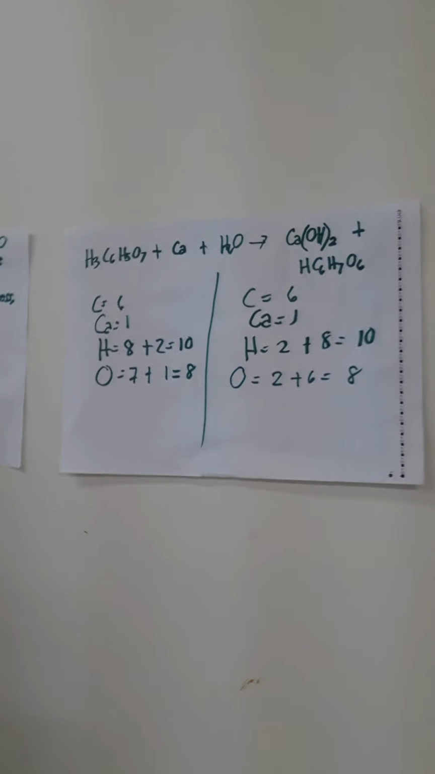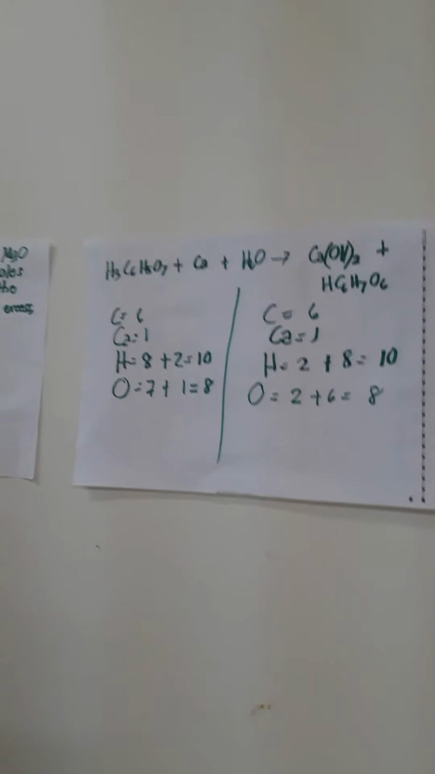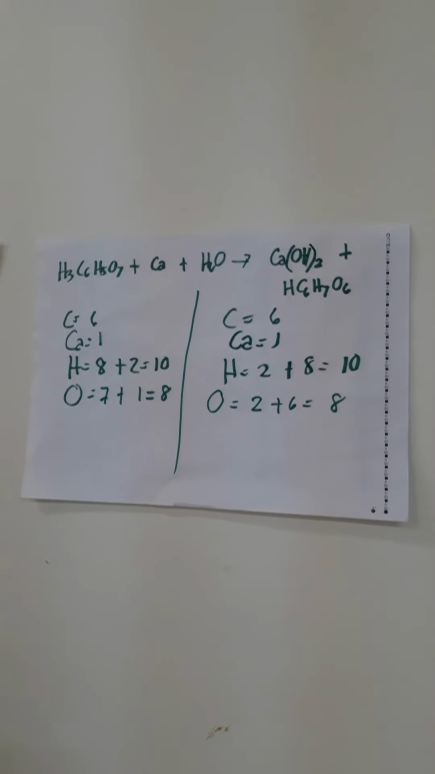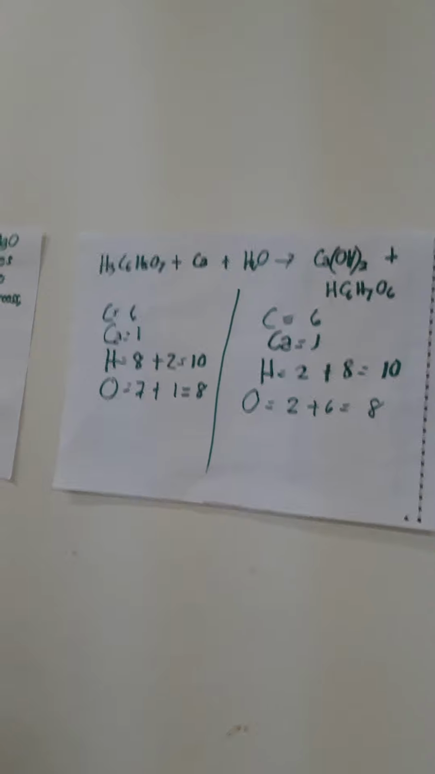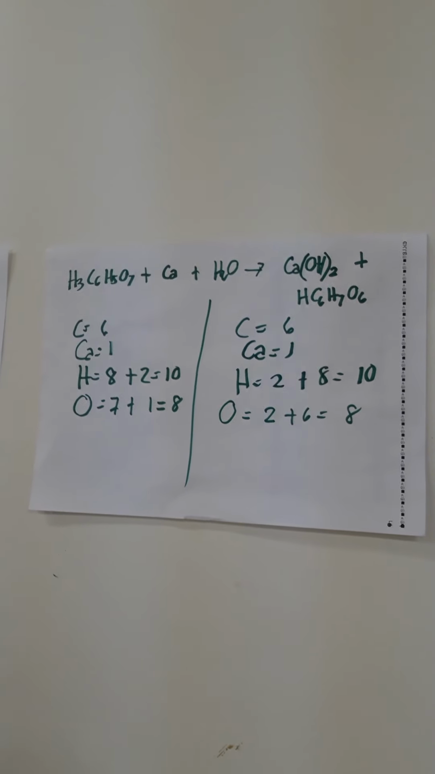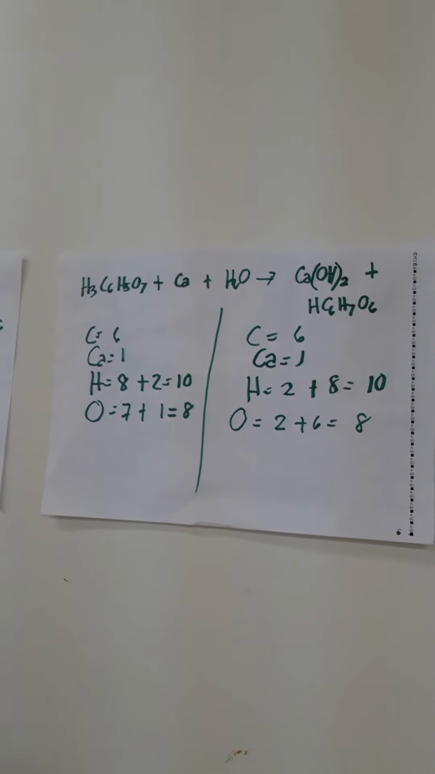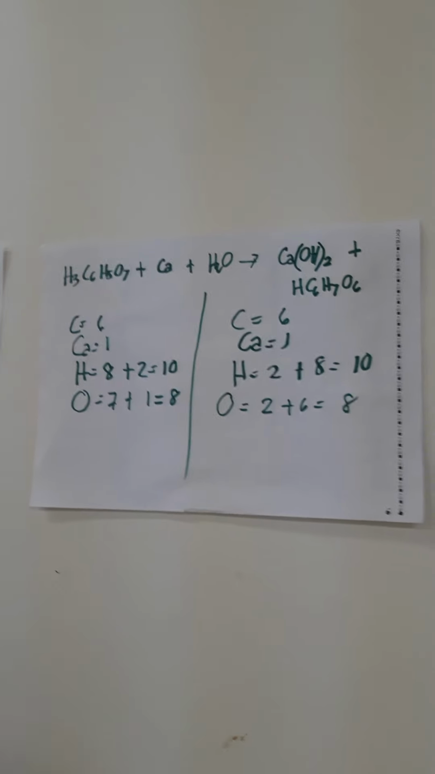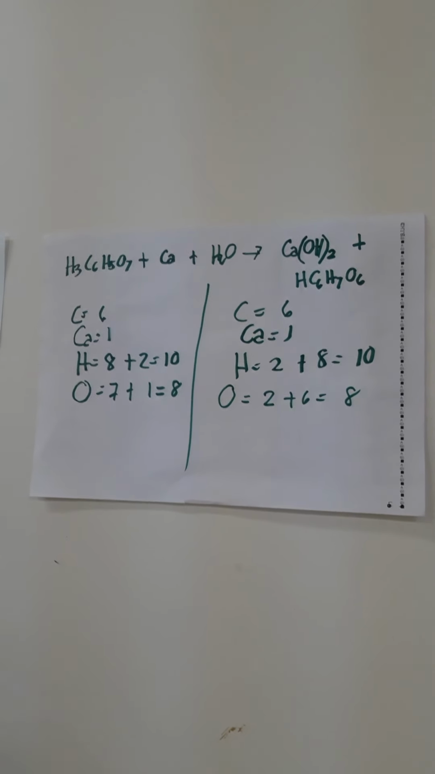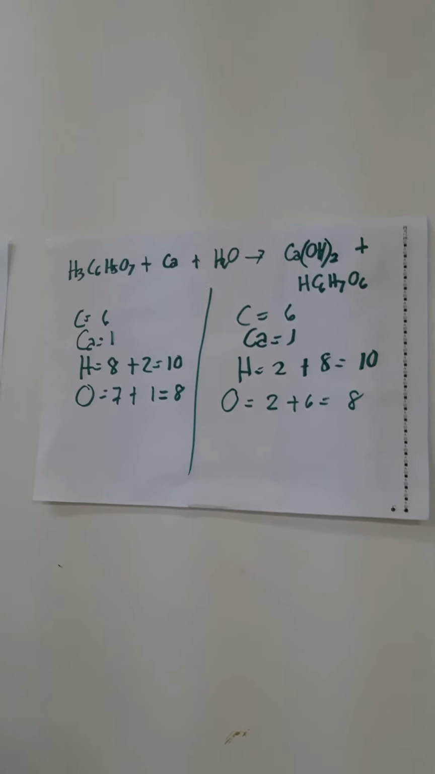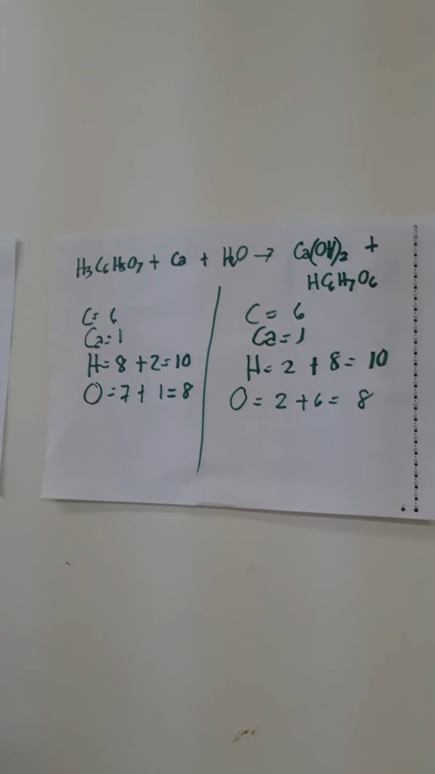Like this. Okay. Citric acid, H3C6H5O7, plus water plus calcium is equal to calcium hydroxide plus ascorbic acid, or vitamin C. So all are balanced, right, from the left to the right.